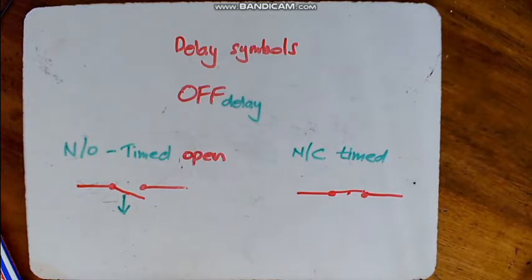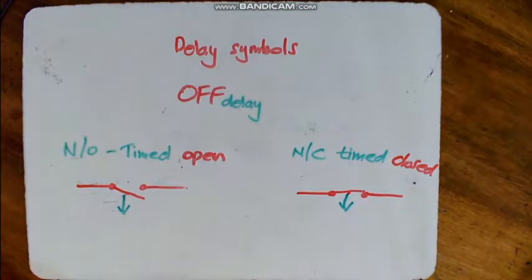With normally opened timed open, when the relay coil is energized, contact closes instantly. When the coil is de-energized, there is a time delay before the contact opens. Now we're looking at normally closed, timed closed. When the relay coil is energized, contact opens instantly. When the relay coil is de-energized, there is a time delay before the contact closes.